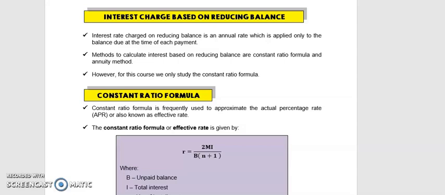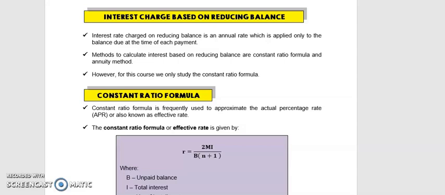For example, your unpaid balance is 2,000. Every month, you need to pay 500 ringgit. Let's say first month you already paid 500 ringgit. So your balance will be 1,500. So second month, the calculation of interest will be based on 1,500, not based on 2,000. 2,000 is original balance. So reducing balance is 1,500.